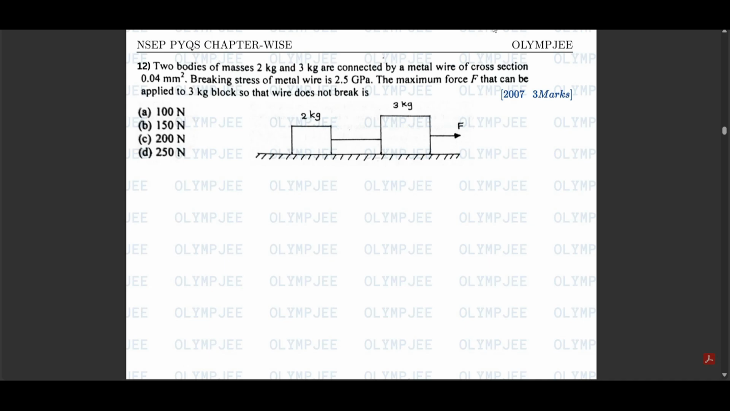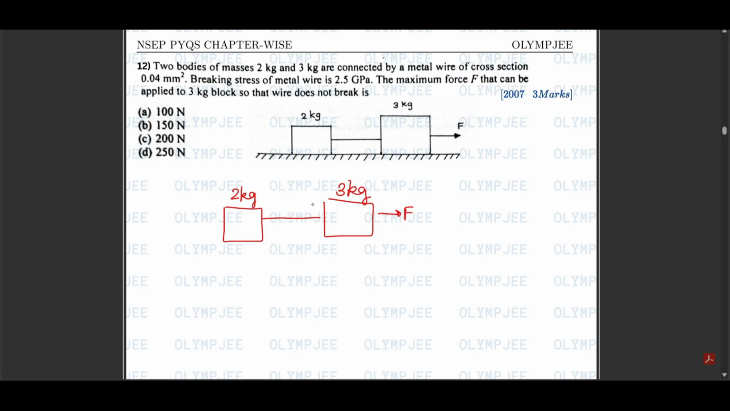Two bodies of masses 2 kg and 3 kg are connected by a metal wire of cross section 0.04 mm square. Breaking stress of the metal wire is 2.5 gigapascal. The maximum force that can be applied to the 3 kg block so that the wire does not break is what? Okay, so the situation is something like this. This is 2 kg, there is a wire, and 3 kg. So the maximum tension that this wire can sustain is given by 2.5 gigapascal.